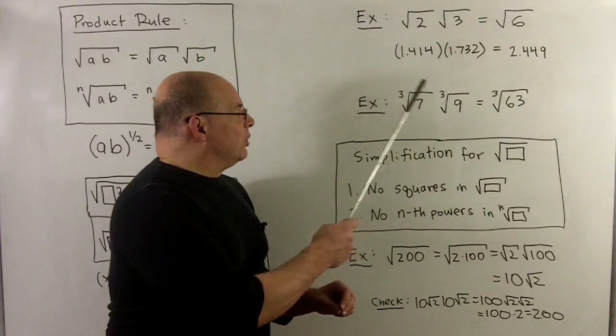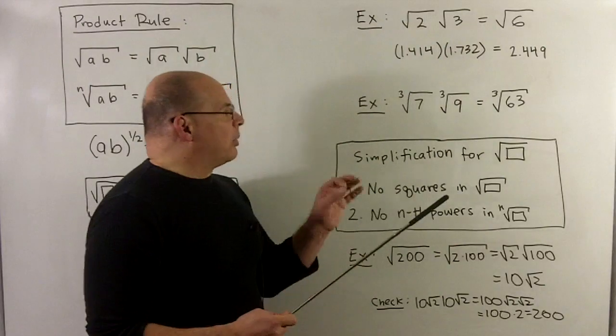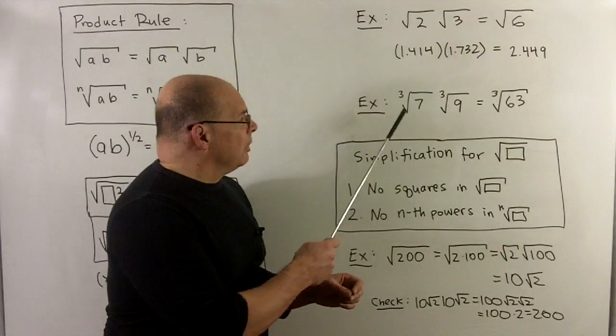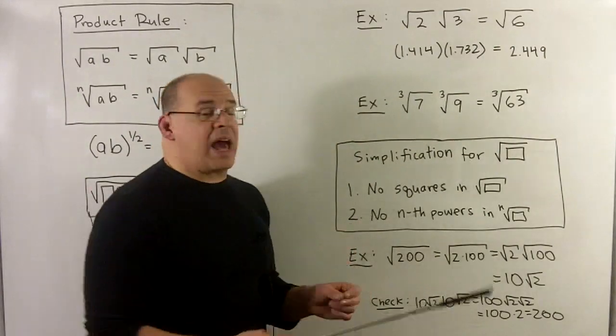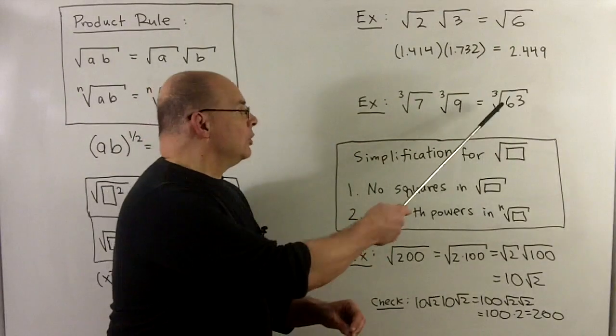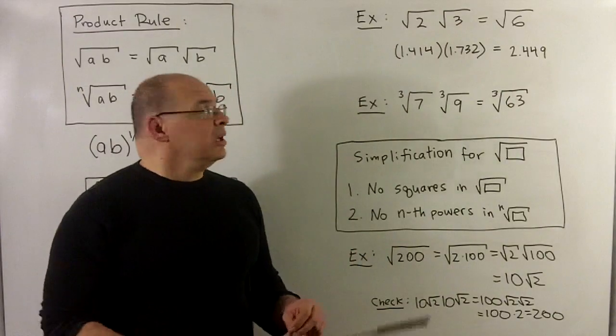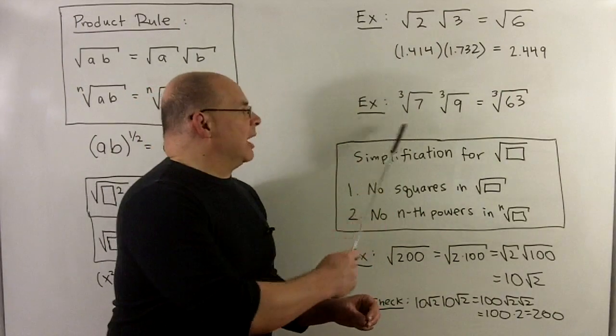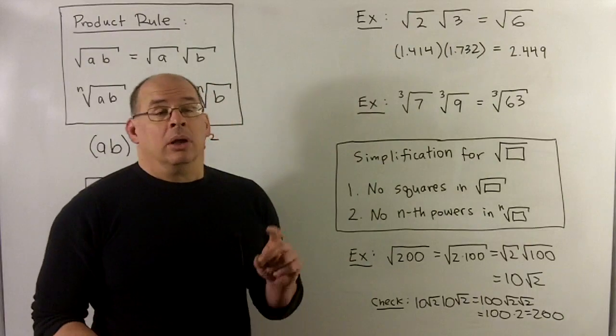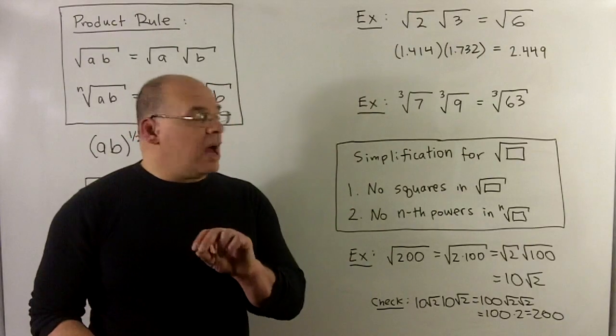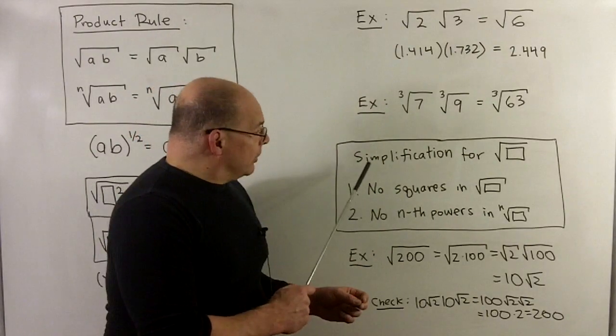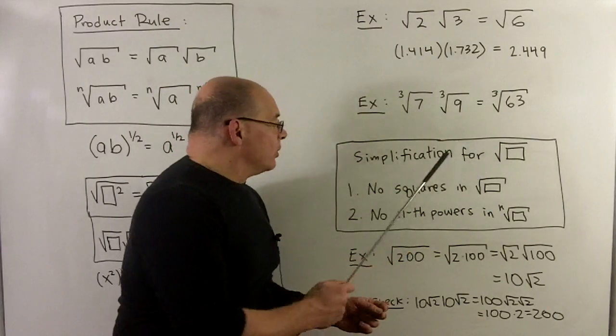For an example with the cube root, we won't worry about the approximations. If I take cube root of 7 times cube root of 9, we just put it together, cube root of 63. So up to here, it doesn't really seem like there's much going on. Where this is going to matter for us, well, there's this business of simplification of radicals.